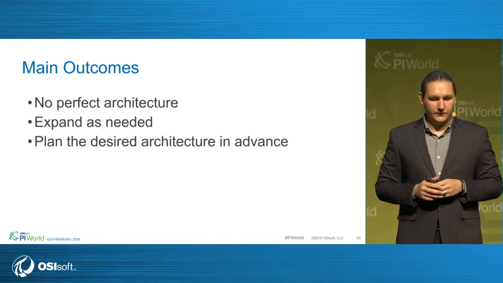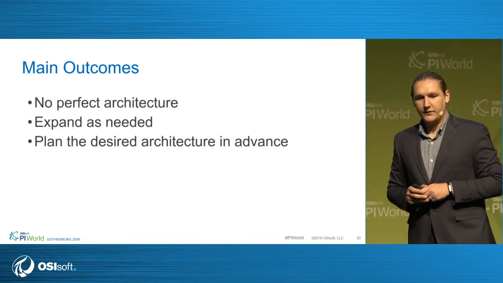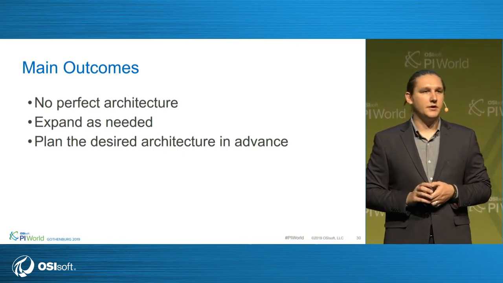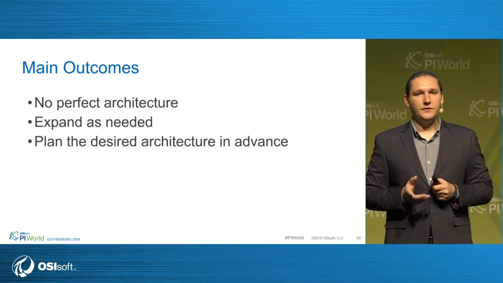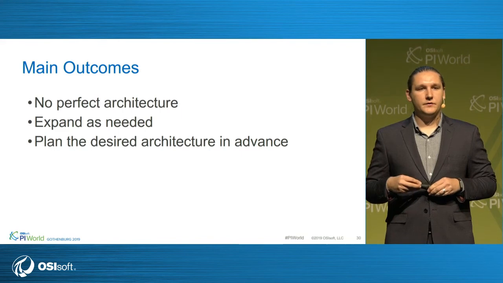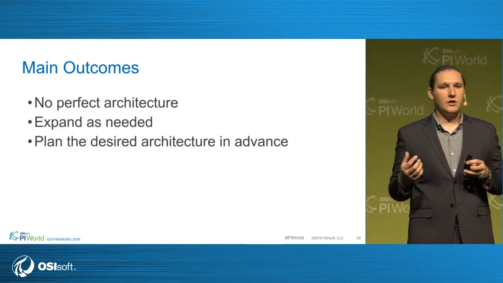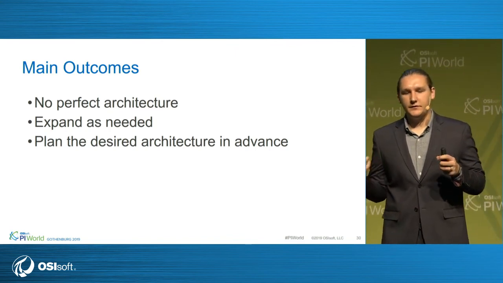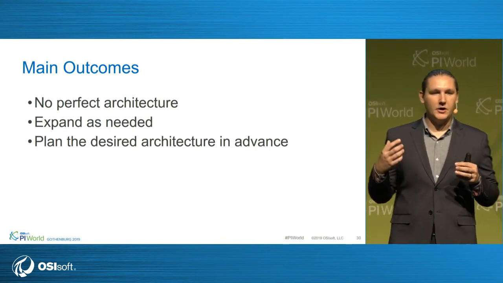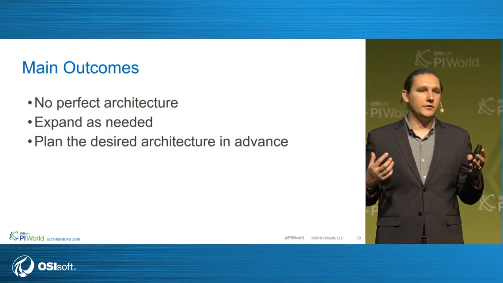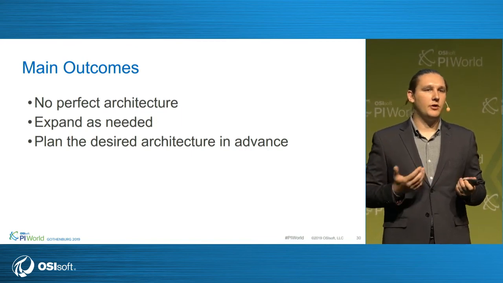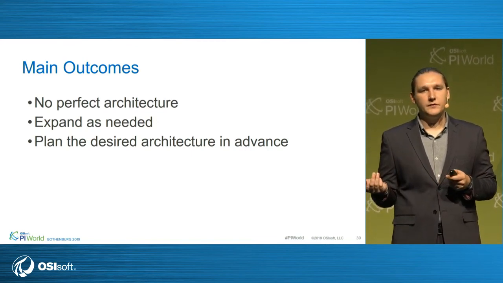So what are the main outcomes from this presentation? What I want to highlight is that there is no perfect architecture. It really depends on all of the inputs that you are creating in your organization. Once the system is becoming more critical, and once, for example, the event frames or identifications are becoming critical for the business, that is the right point to expand.